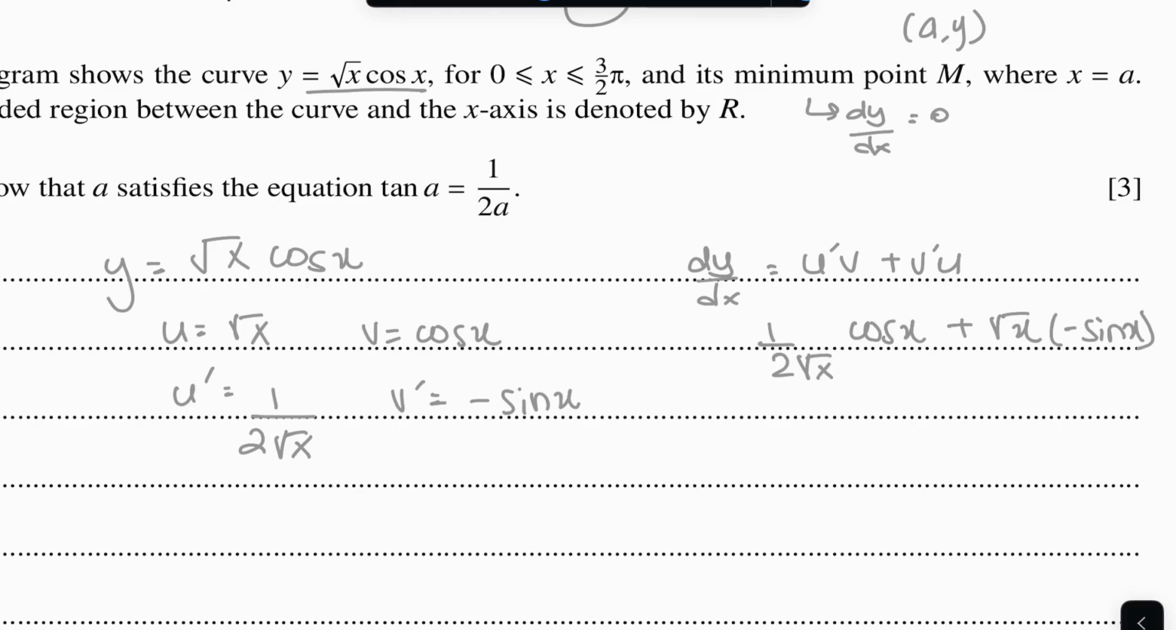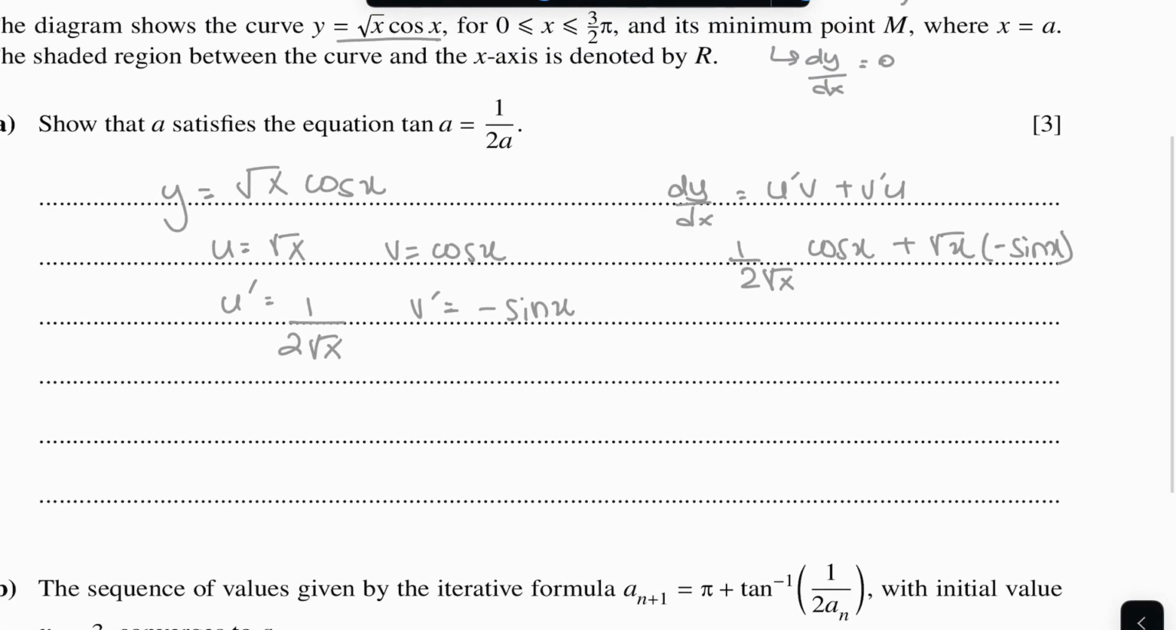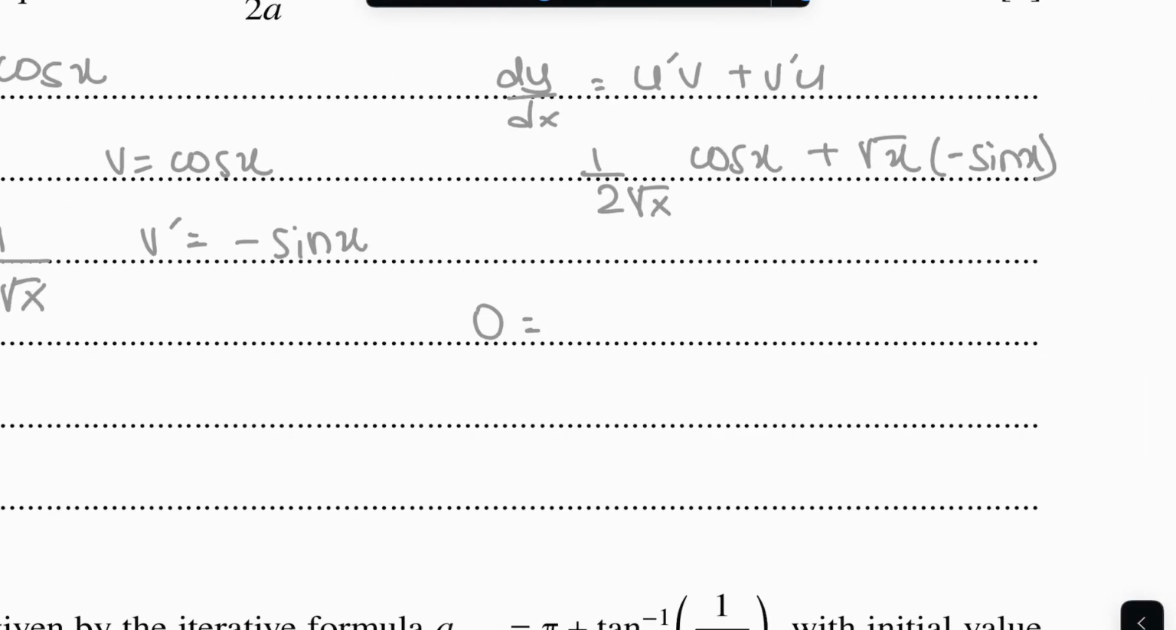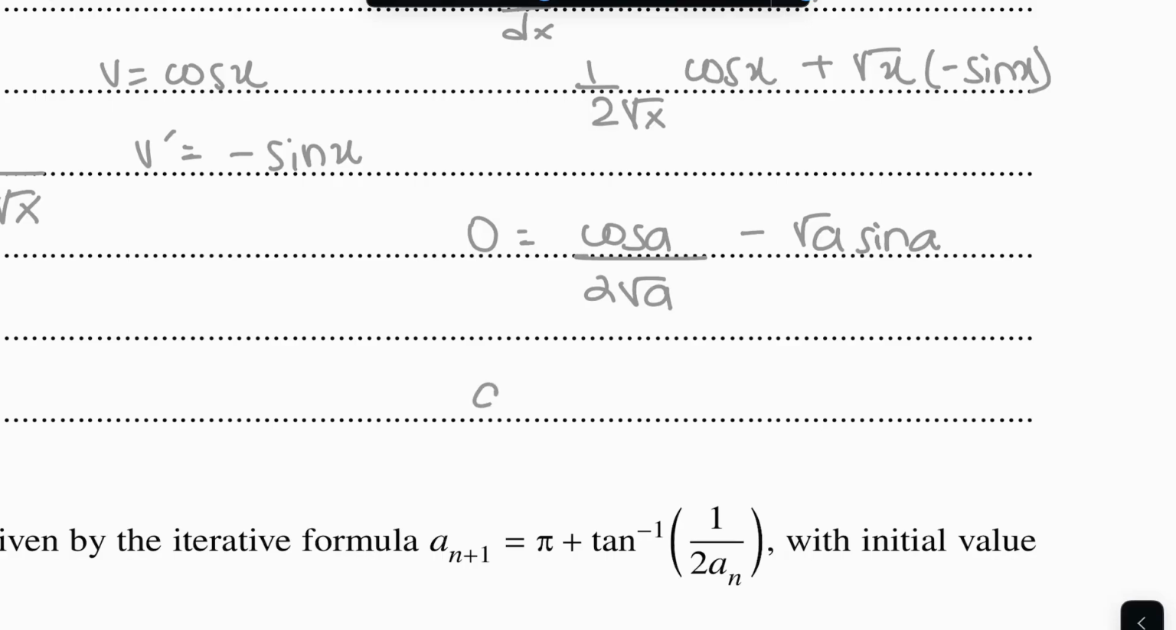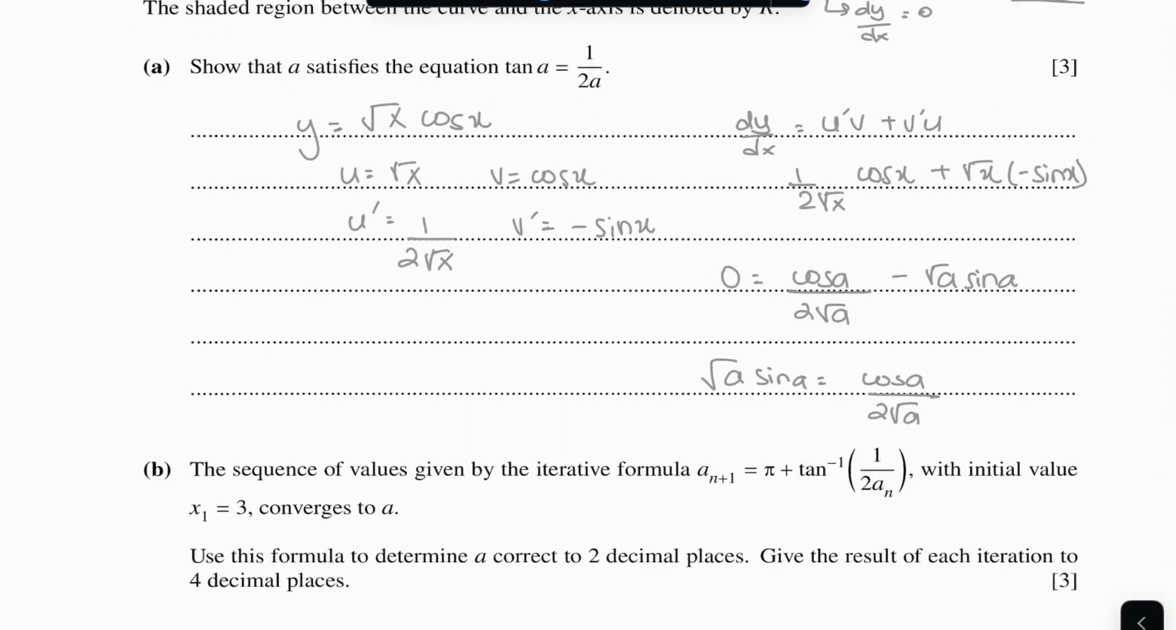And now we need to equate this to 0. We also have to plug in a, because our minimum point where dy over dx equals 0 is where x is equal to a. So we will equate it to 0 and replace x with a. We will get cos a over 2 root a, plus, because of the minus sine x, minus root a times sine a. Now we will send this to the other side and we will get root a sine a is equal to cos a over 2 root a.